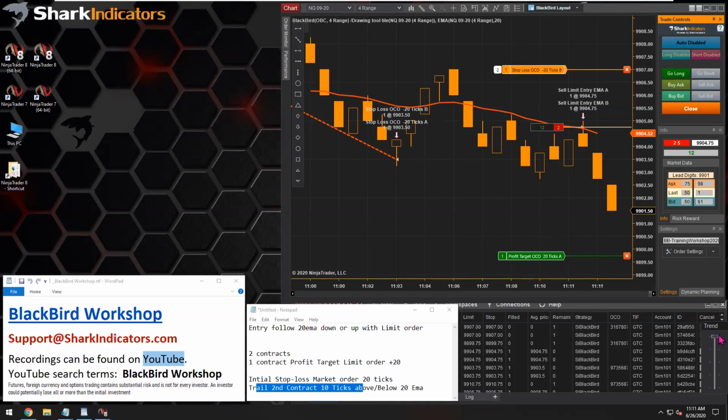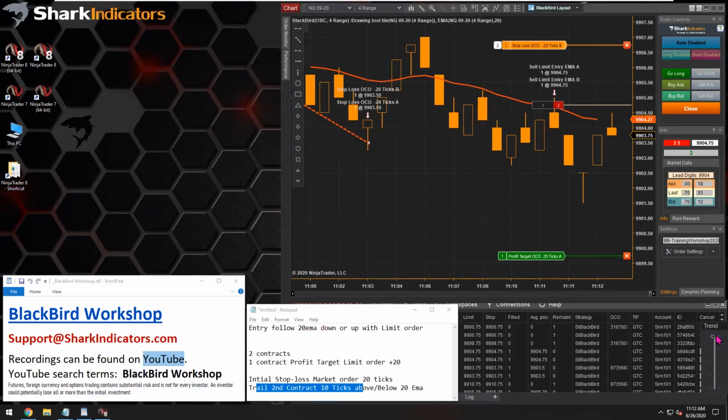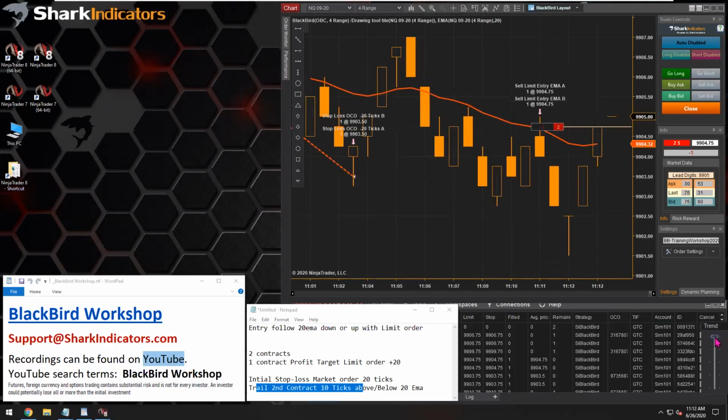And let me move the trend up here. So now what I'm going to do is just close the bar right on the other side of the EMA, and we'll see that the trade just gets flattened out. And there we go. All right. So there we go. The bar closed on the wrong side of the EMA, and the position was closed out.